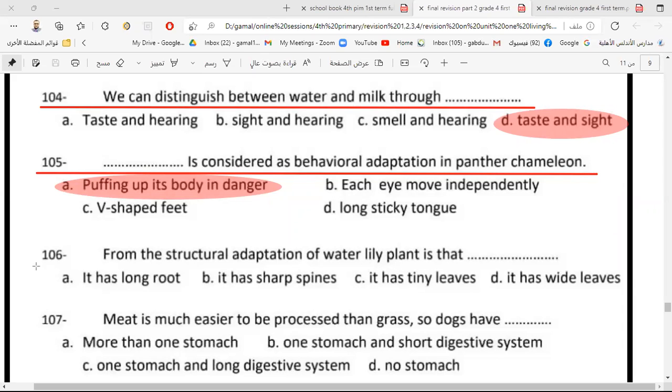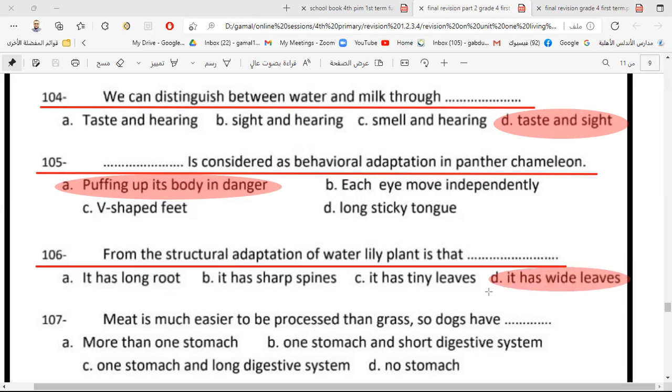Number 106. The structural adaptation of the water lily plant is that it has a long root, sharp spines, and wide leaves. Structural adaptation, very good, in the body, in the structure. So it has wide leaves, very good, my son.